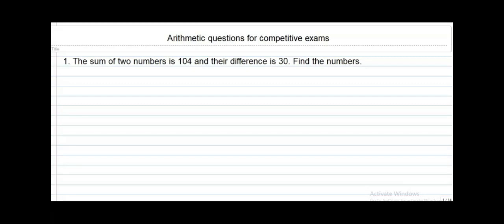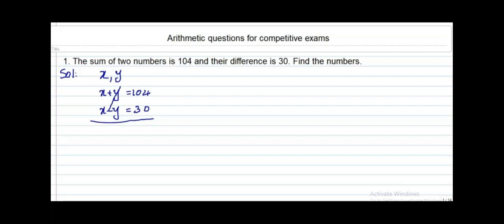The first question says, the sum of two numbers is 104 and their difference is 30. Find the numbers. Here, the sum of two numbers is 104. So let the numbers be x and y. Now their sum is given to be 104 and their difference is given to be 30. Here we have framed two linear equations in two variables which can be solved simultaneously.